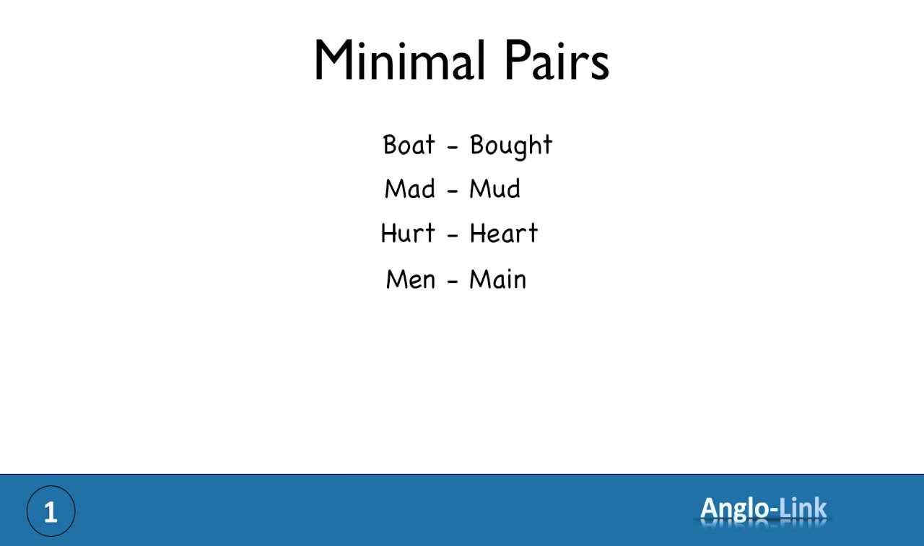Let's look at some examples. These are called minimal pairs, by the way. Same consonants, different vowels. Minimal pairs. Boat and bought. Mad, mud. Hurt, heart. Men, main. Then, bit, bet. Live, leave. So notice the only difference is the vowel or the diphthong, and they can be very, very similar.